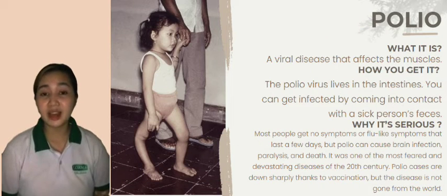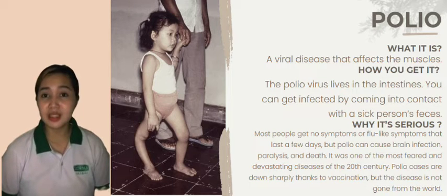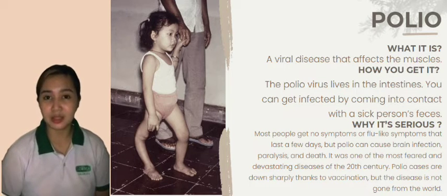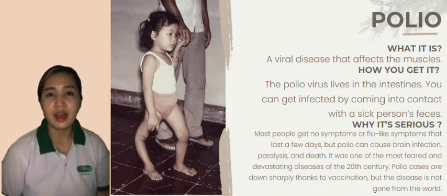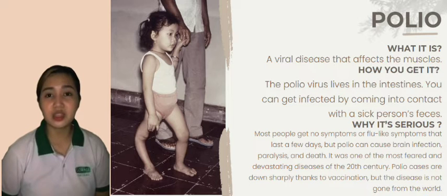So here we have another disease called polio. What is it? Polio is a viral disease that affects the muscles, and it is also known as poliomyelitis. It is a disabling and life-threatening disease caused by the polio virus. The virus spreads from person to person, and it can infect a person's spinal cord, causing paralysis, which means a person can't move parts of the body.